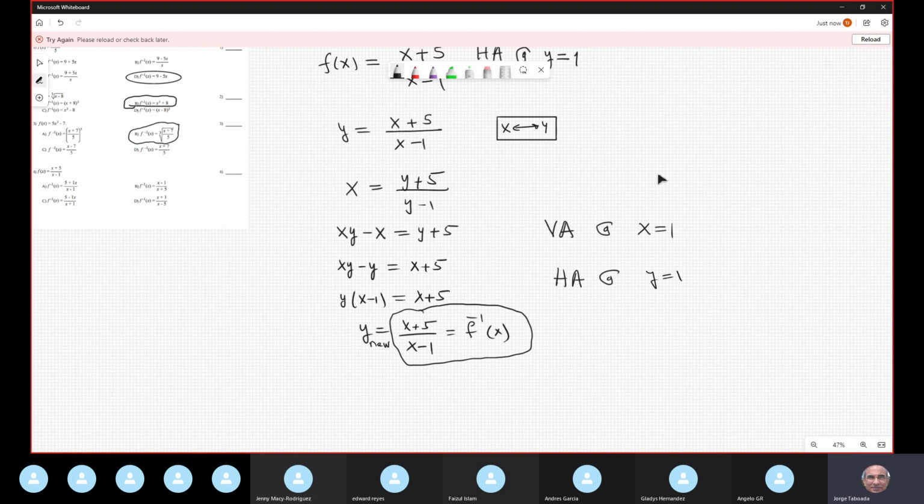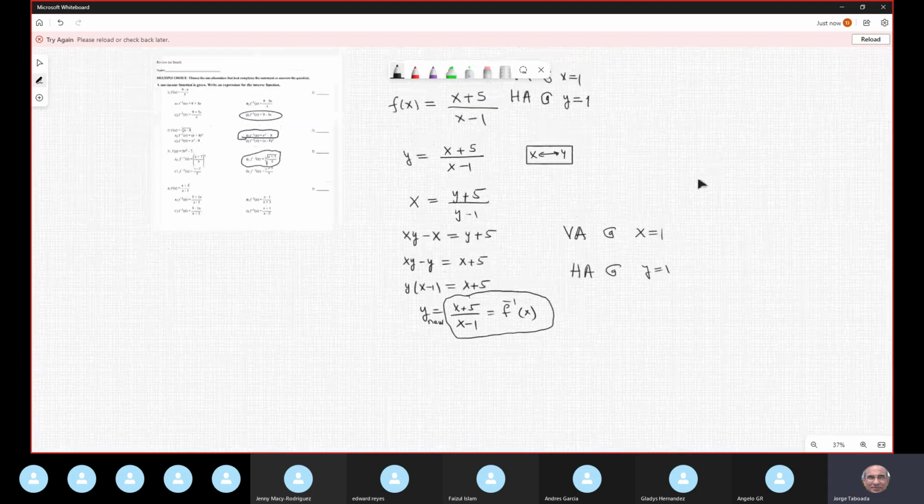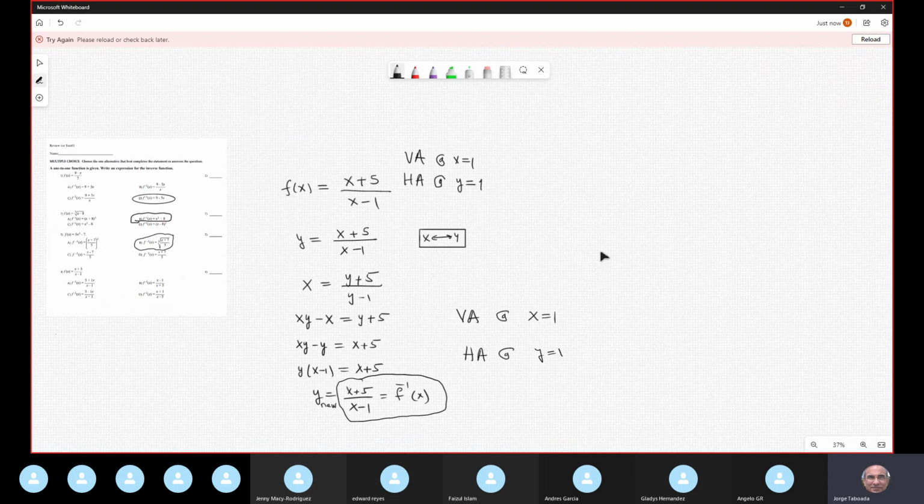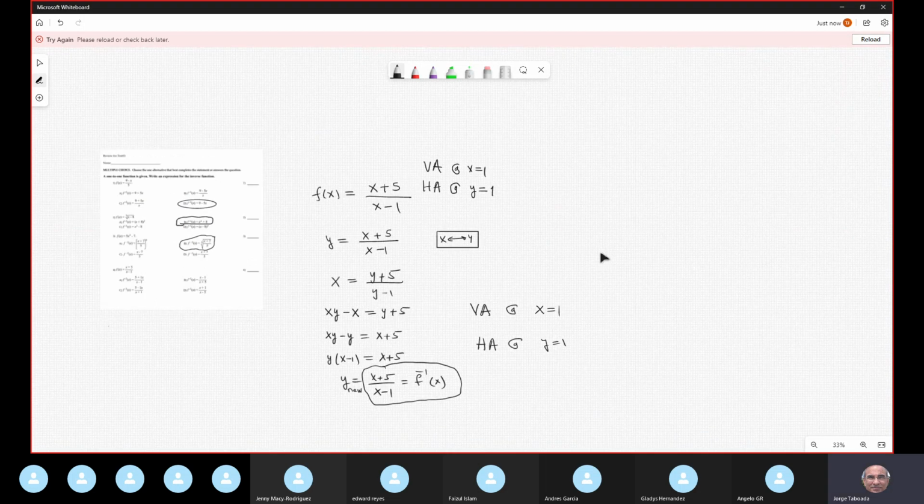But in this case, it's a coincidence, because in the original it is 1 in both cases. When you interchange, the important information is that the vertical asymptote of the inverse corresponds with the horizontal one. This one actually is this one, and this one actually is this one. It's a coincidence that everything is 1 because it is nice.